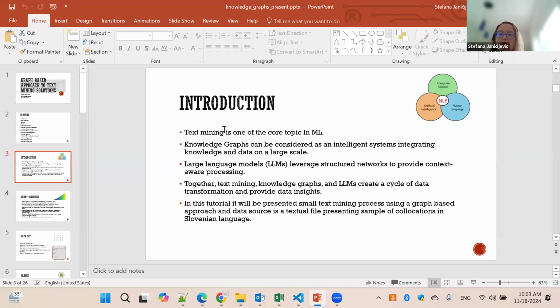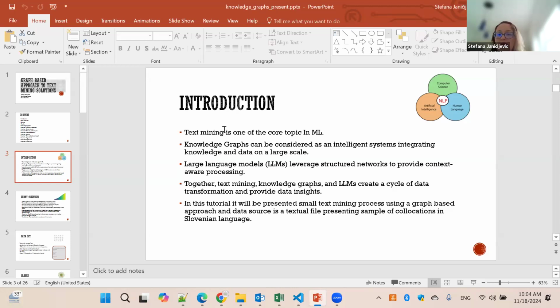So considering the introduction, we are starting from text mining as a general approach, one of the core topics in machine learning. It extracts key information such as entities, concepts, relationships from raw data, transforming unstructured text into structured data. What is the second, let's say, ground truth or basic concept? It is the knowledge graph. Knowledge graphs organize data, connecting entities and relationships to form a network that reveals context and connections, enhancing reasoning capabilities.